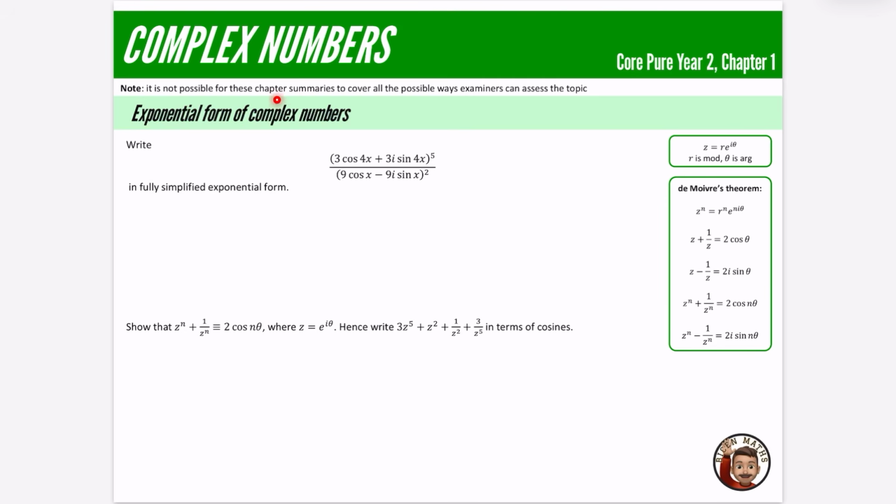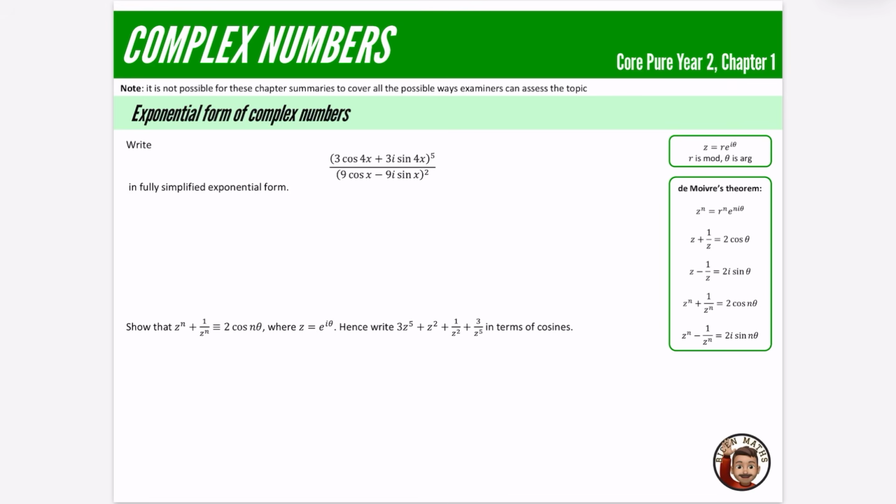It is not possible for these chapter summaries to cover all of the possible ways that examiners can assess the topic, and I think this is particularly true for complex numbers. It is really important you understand everything about complex numbers, because they may ask you some unusual kinds of things with them. I've tried to cover as much as possible in this video, but it's really here to summarize that playlist and be a bit of revision just before the exams.